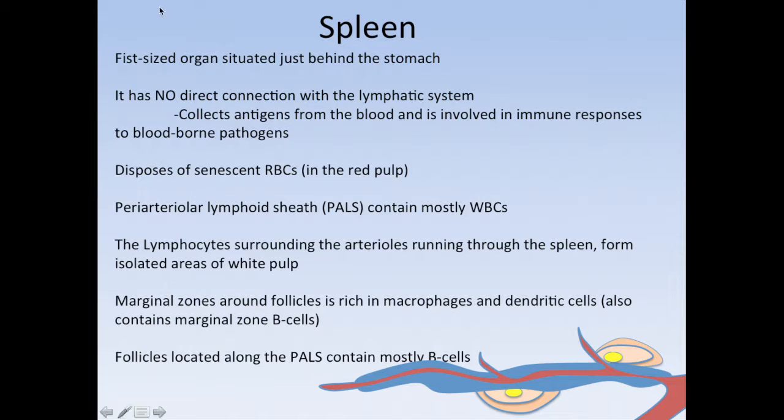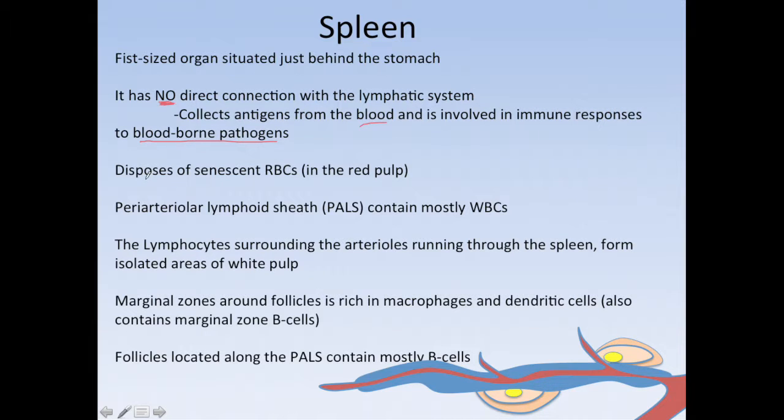Alright, so the spleen is the fist-sized organ that's situated essentially right behind the stomach. It really has no direct connection with the lymphatic system, so make sure you know this. Last time we talked about the lymph nodes. They do connect the lymphatic system with afferent and efferent lymph vessels. This one has no connection to the lymph system and really is only connected to the blood. It collects antigens from the blood and is involved in immune responses to blood-borne pathogens.